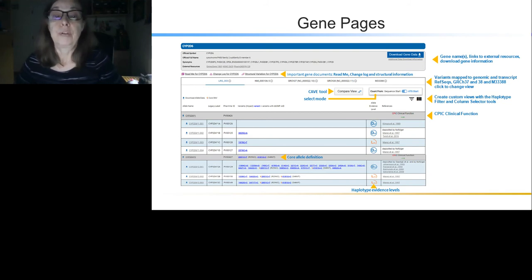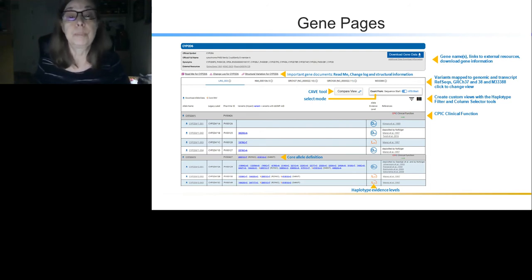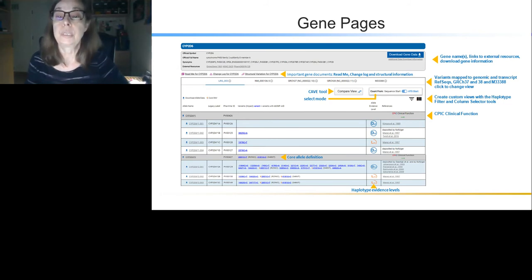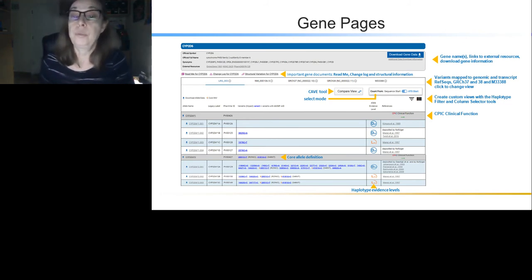Then we have a number of features. So you can choose different reference sequences to have the variants mapped to genomic transcript reference sequences, but also both genome builds. And in the case for CYP2D6, also a legacy sequence. You can also choose different count modes, have them mapped to the ATG being +1, which is very helpful just to toggle between these count modes. You can also create custom views using filter options.